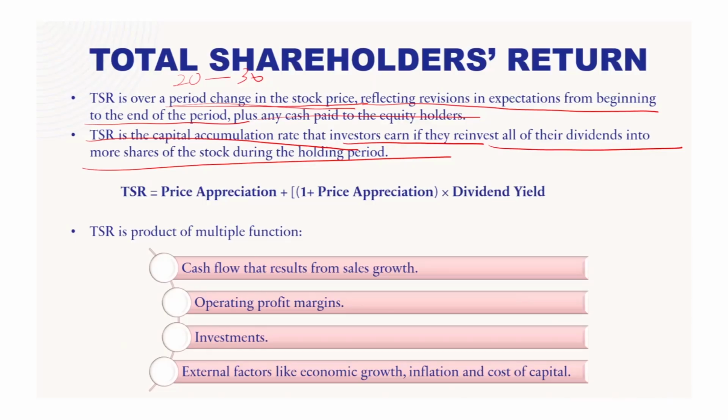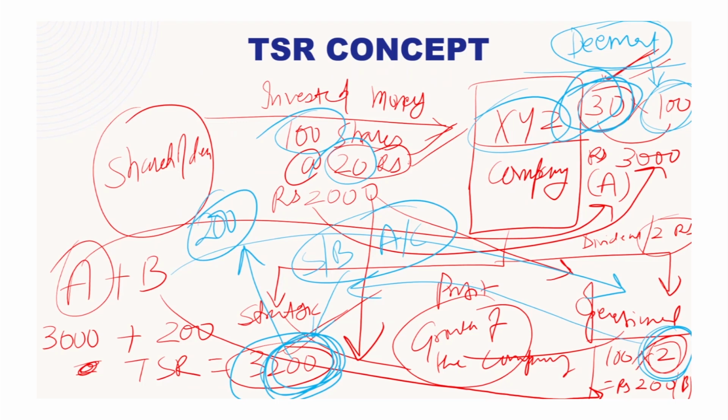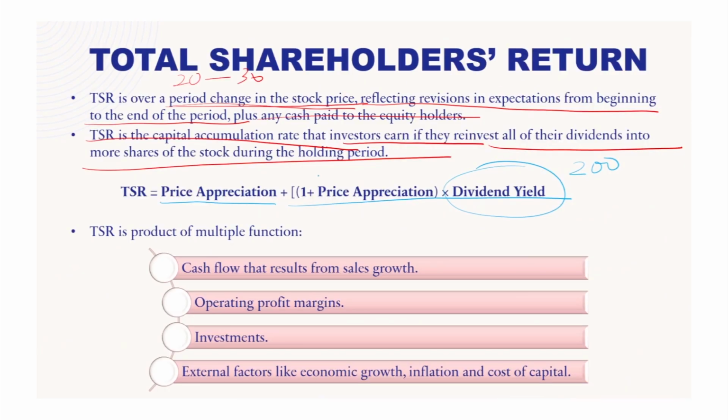Okay. Coming back to the theory, TSR is the price appreciation plus 1 plus price appreciation into the dividend yield. Dividend yield we have got it right, rupees 200. Price appreciation is equal to how much the price has increased? It was increased by 2000 plus 1000, that is 3200. Got the point?